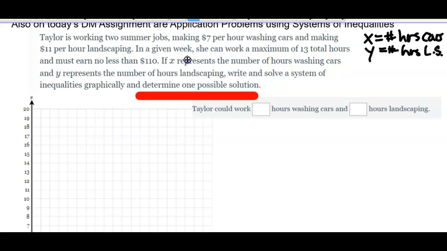So we have a couple equations here. She can work a maximum of 13 hours, so the total of hours has to stay less than or equal to 13. And then it says she needs to earn no less than 110. So at $7 an hour washing cars and $11 an hour landscaping, she needs to earn greater than or equal to $110.